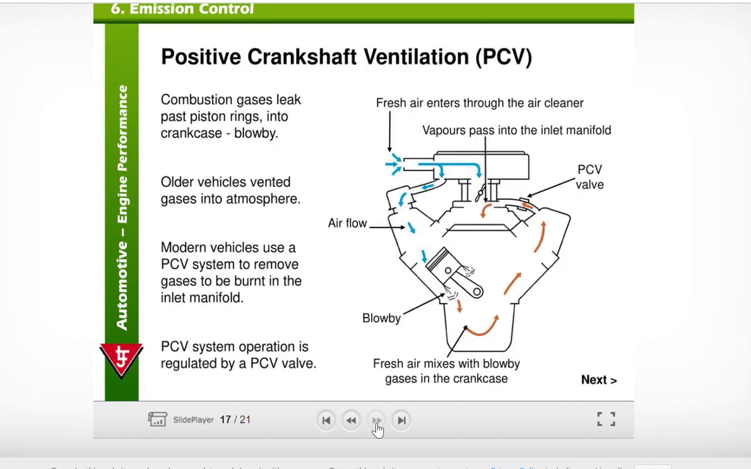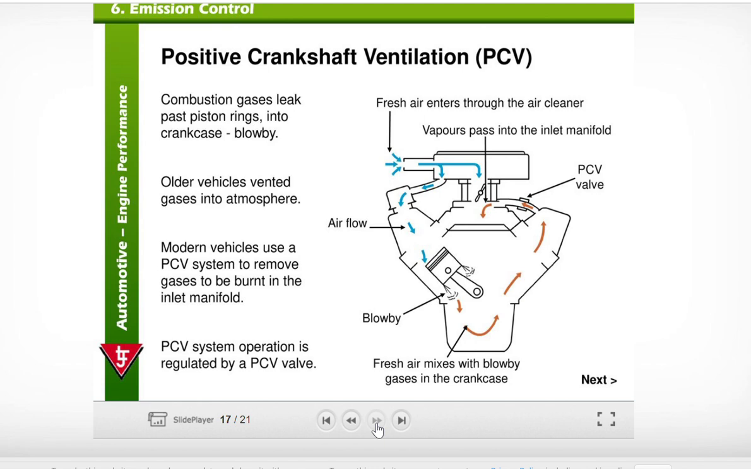Then we have positive crankcase ventilation. Now, when the engine is running, there is always a small amount of gases, especially combustion gases, that go past the piston ring grooves and the gaps and end up in the crankcase. In older vehicles, usually there used to be a breather hanging under the engine, especially in commercial vehicles, that would allow these gases to escape into the atmosphere. Now, these gases, of course, contain hydrocarbons because they have unburned fuels and byproducts of the combustion process, which also have some pollutants.